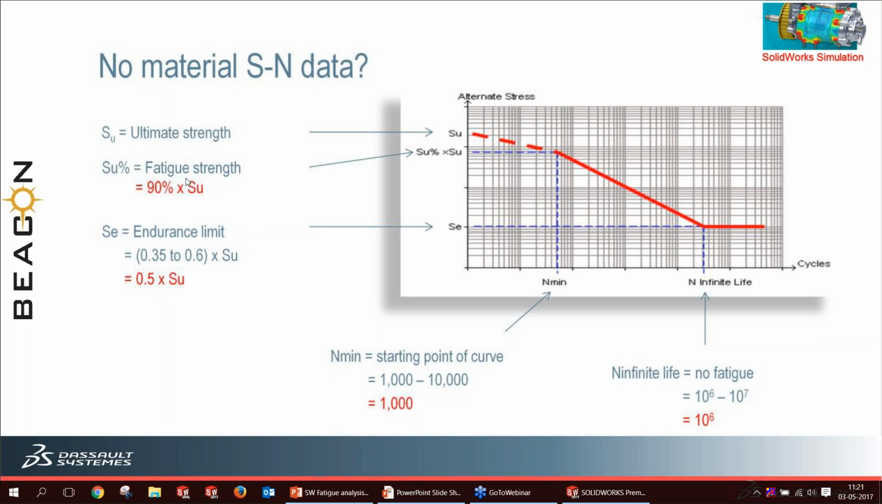It is assumed to be 90% of SU, and the endurance limit means designing for life. Assume that the stress state is never going to reach that level, and it's not going to fail. So here you can consider 0.5 times the SU. You will get an endurance graph, which you can refer to and use for performing the fatigue analysis.